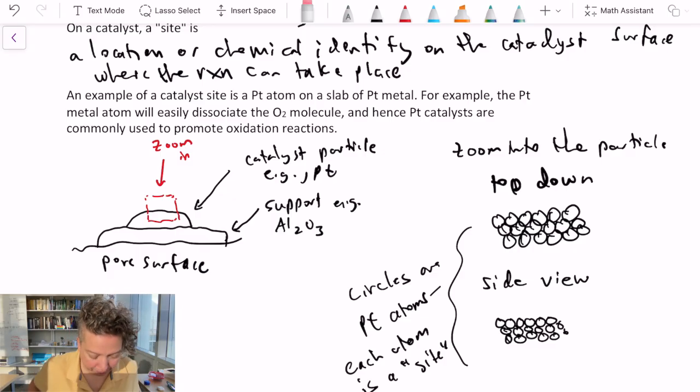The platinum metal atom will easily dissociate an oxygen molecule. Because of that, platinum catalysts are used a lot in oxidation reactions, because we can take oxygen, maybe even oxygen from the air, and put it in the presence of a platinum catalyst, and the platinum catalyst will easily break that oxygen-oxygen bond. That allows us to perform oxidation reactions in a much energetically easier way than if we had to do that in the gas phase.